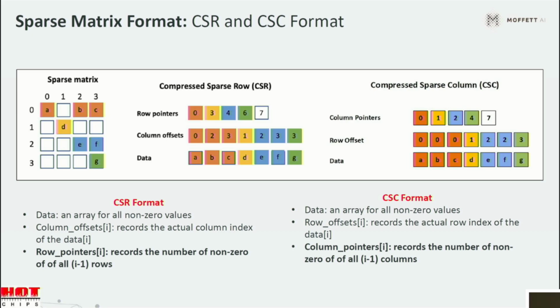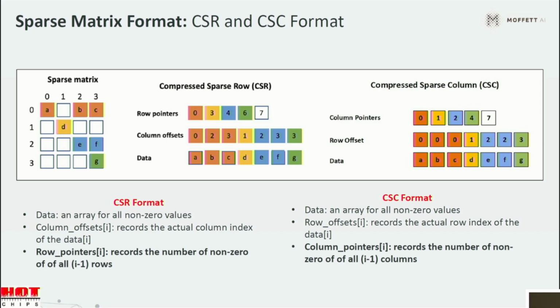So as we can see here, for A, the column is 0, so it's a 0. For B, the column is 2, and it's 2. And for C, the column is 3, so it's a 3. So basically, the column offset for CSR has the same dimension as the data array. So we don't compress the column or data, but we compress the row.